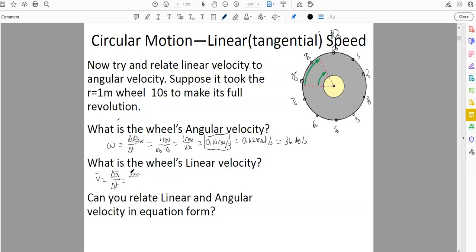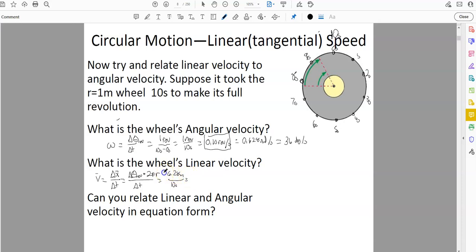r. So it rolled the number of revolutions, theta revolutions, times 2 pi r, which is our linear distance, over delta t, right? And this is going to work out to be 6.28. Actually, it's 6.28 meters over 10 seconds, right? 10 seconds minus 0 seconds is delta t.